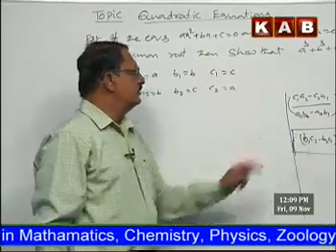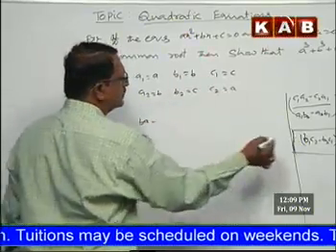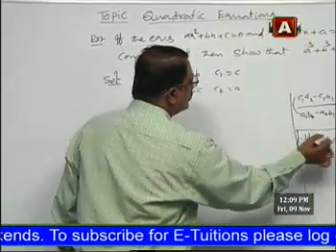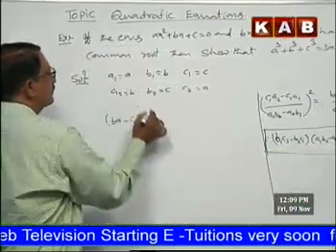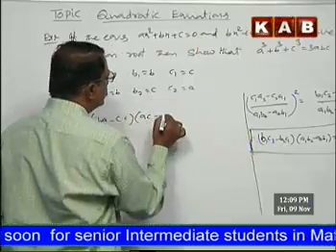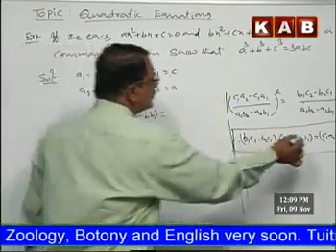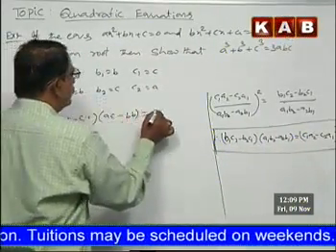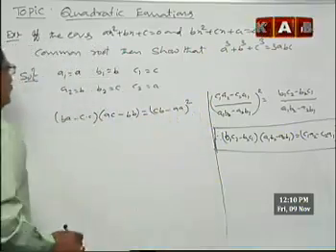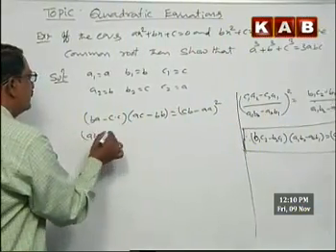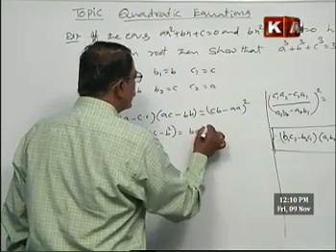Now, substituting these values in the formula, we get b1, that is b, into c2 equals to a, minus b2 equals to c, c1 equals to c, into a1 b2, a1 equals to a, b2 equals to c, minus a2 equals to b, b1 equals to b, equals to c1 a2, c1 is c, a2 equals to b, minus c2 equals to a, a1 equals to a, whole square. Now, ab minus c square, c into c, c square into ac minus b square equals to bc minus a square whole square.